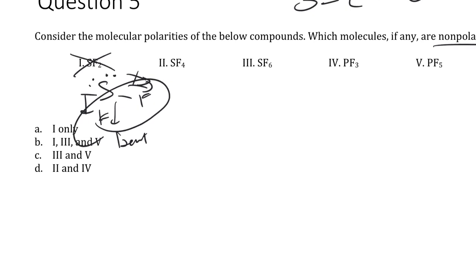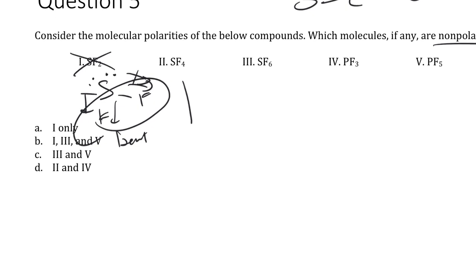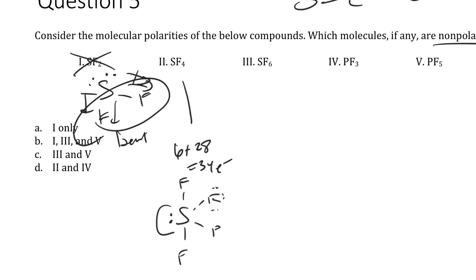SF4. So SF4 is 6 plus 28, that's 34 electrons. So that's going to be sulfur, fluorine, fluorine. I'm already thinking of the geometry here. I have 8 electrons on each of the fluorines. There's 4 of them, so that's 32. The 2 left over form a lone pair. So the lone pair takes one of the spots in a trigonal bipyramid electron domain geometry. And so then my actual geometry name here would be seesaw.